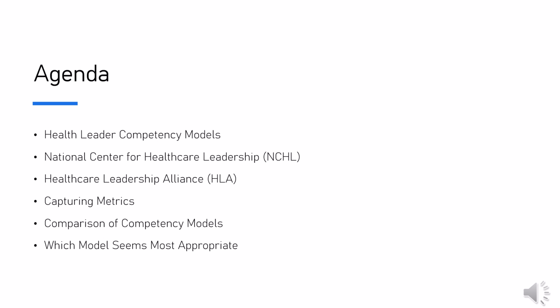Before we begin, I would like to go through today's agenda for this presentation. We will be discussing what is a health leader competency model, the National Center for Healthcare Leadership model, the Healthcare Leadership Alliance model, an analysis of how these models capture metrics, along with a side-by-side comparison of the two models. And finally, we will finish off with my opinion of which model seems most appropriate for a healthcare organization.